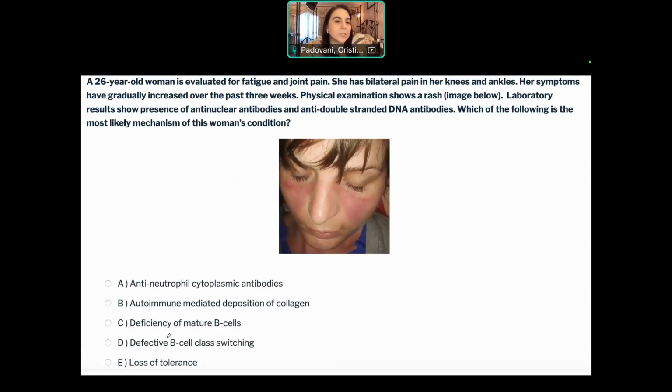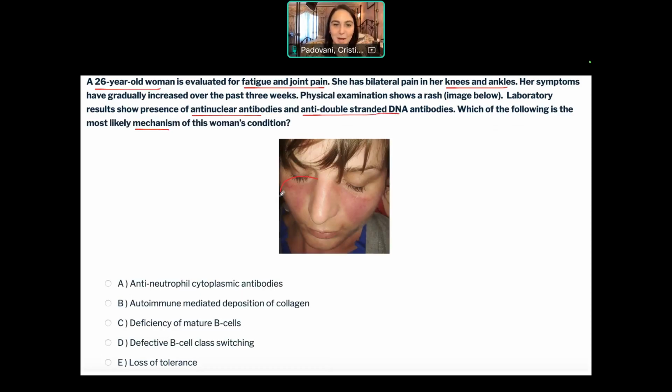Okay, so pause. Which of the following is the most likely mechanism of this woman's condition? We have a 26-year-old woman evaluated for fatigue and joint pain. She has bilateral pain in her knees and ankles. Her symptoms have gradually increased over the past 3 weeks. Physical exam shows a rash. Oh my goodness. Lab results show the presence of ANA and anti-double-stranded DNA antibodies.